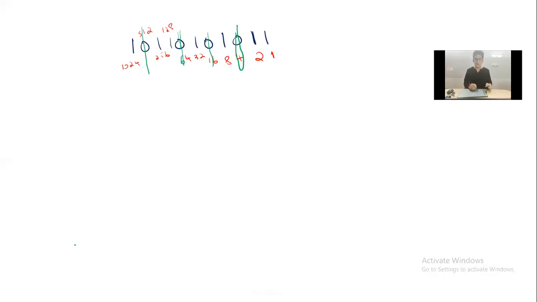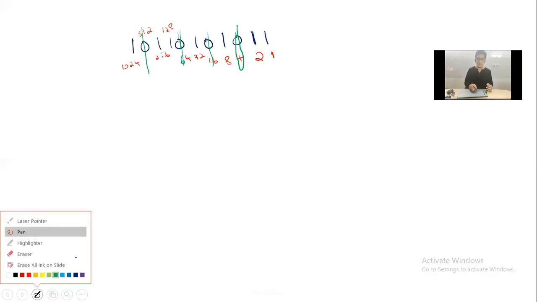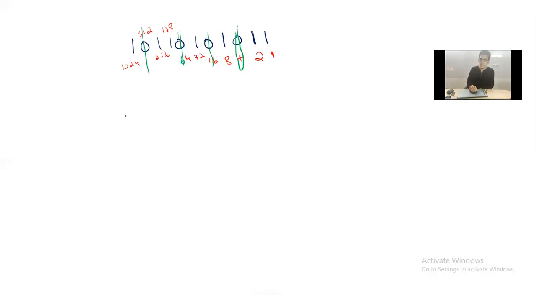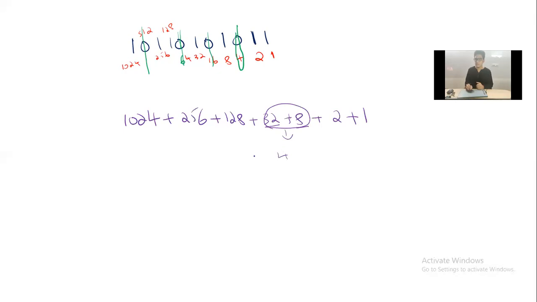Now, what you have to do after this? After this, you have to add the numbers which are containing 1. That is 1024 plus 256 plus 128 plus 32, 8 plus 2 plus 1, right? So this is what you have to do. Now if I start to calculate, what is 32 plus 8? 40, right? So I'll consider this. Then 40 plus what is 128 plus 2? 128 plus 2 is 130.